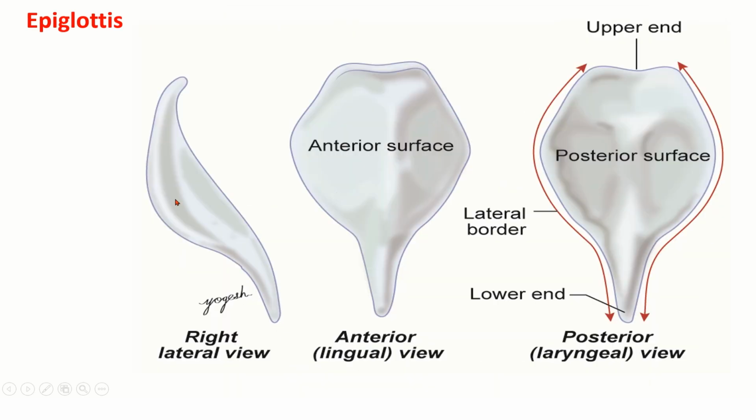So you can see this is the right lateral view. You can see this is the anterior view or viewed in relation to the tongue, and this is the posterior view or the laryngeal view. You can see there are two lateral borders. This is the upper end, this is the lower end.